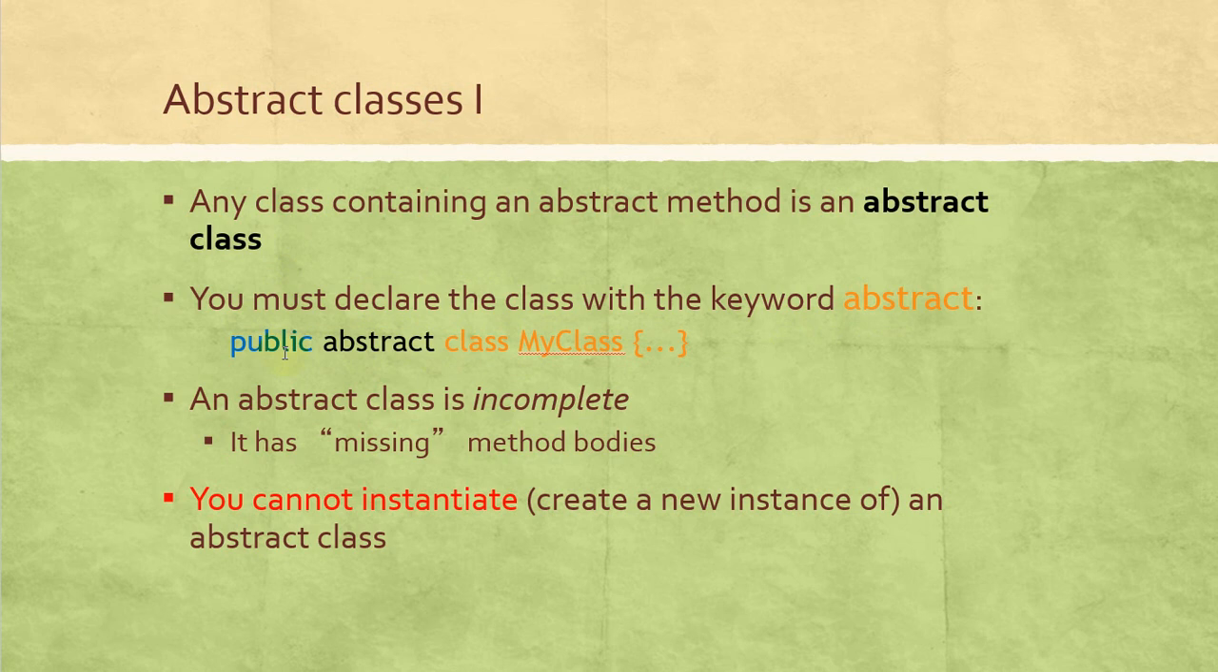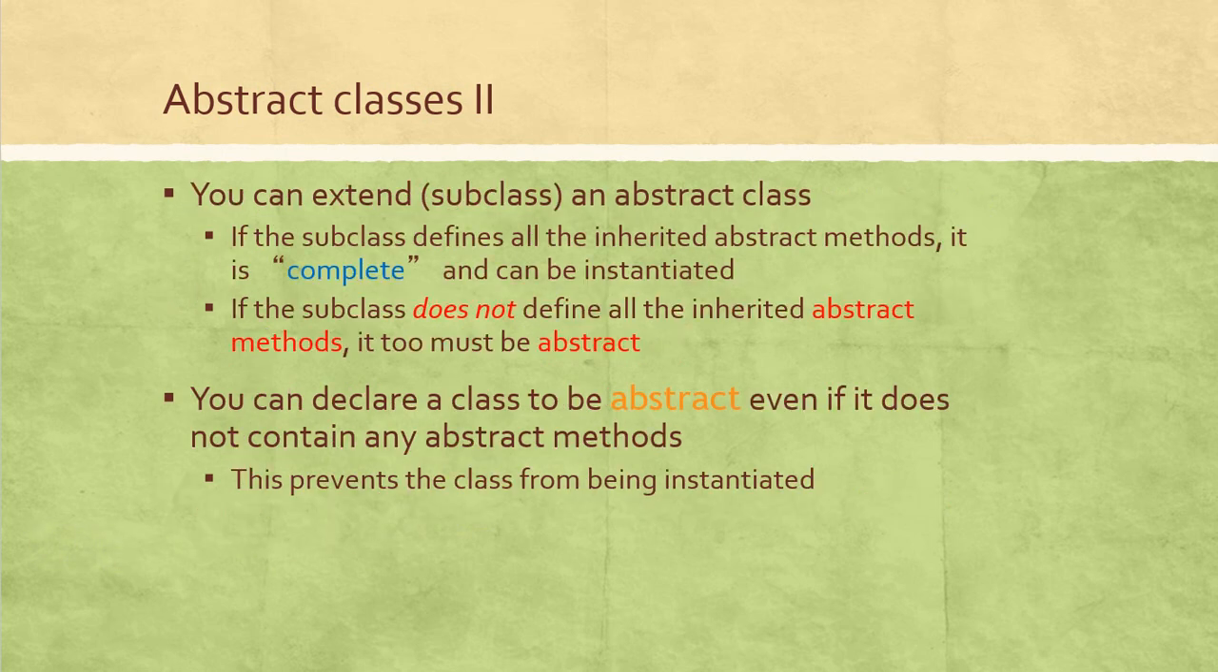This is the access modifier, that's public. Then there will come abstract, and then class is the keyword, and then the name of the class. It will have its model. An abstract class is incomplete. It has missing method bodies, right? Incomplete in the sense that the methods do not have their functionalities. They have just the prototype. You cannot instantiate it. We have already discussed it.